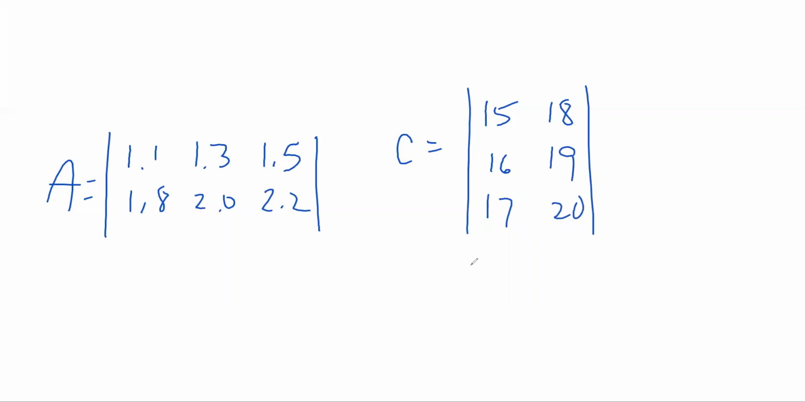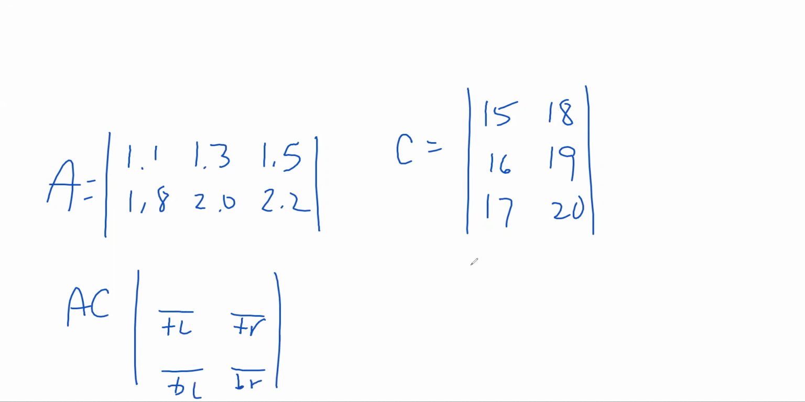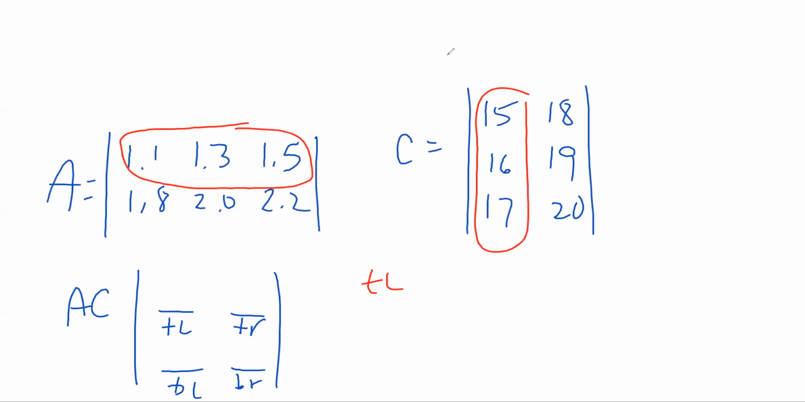Now, if you're really trying to find AC, there's going to be 4 entries. And I'll call the entries top left, top right, bottom left, and bottom right. And I know this doesn't sound very mathematical. Now, if you want the top left, you have to multiply these numbers by these numbers, but you have to do it in this manner.